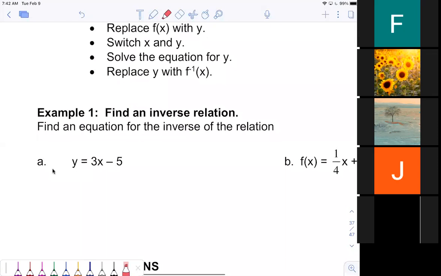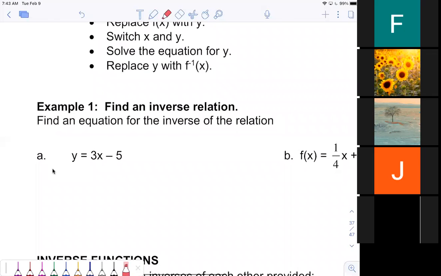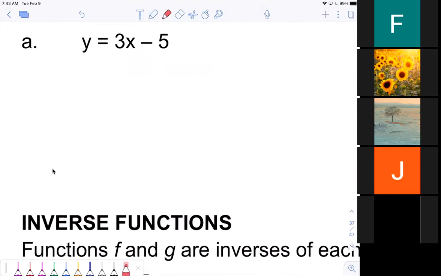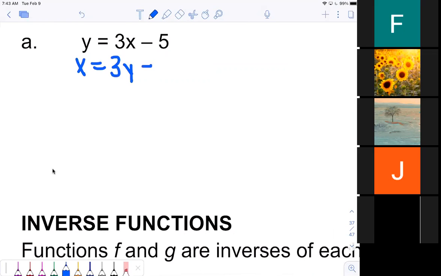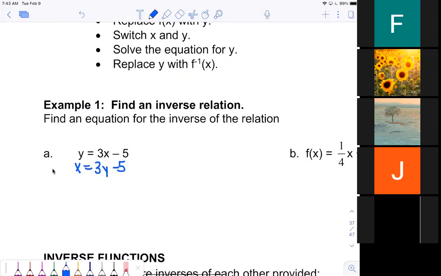So replace f of x with y. Well, letter A already says y equals, so I don't have to do that. The next part says switch x and y. So literally, we're going to go into the equation, and we are going to switch x and y. So this is now going to say x equals 3y minus 5. An inverse is found by switching the input and the output, or the domain and the range, or the x and the y. Literally, you're switching those variables because they're opposite variables. So to find the inverse, I'm taking the opposite variables and switching them. And then it says to solve. So Ava R., how would you solve this little equation for y?